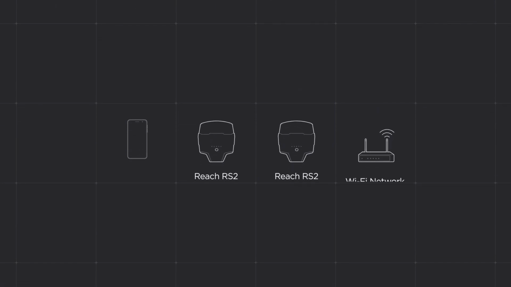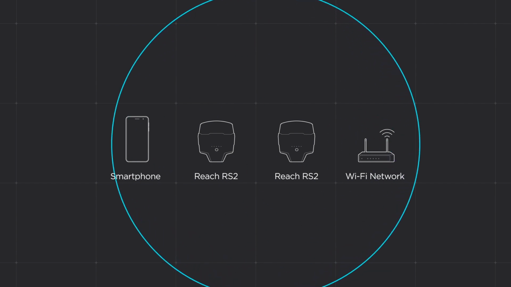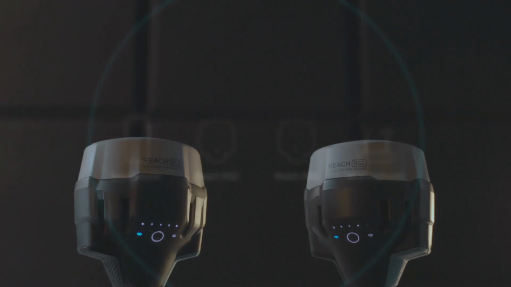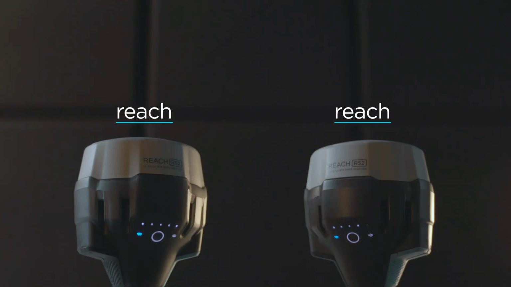We will need two Reach RS2 units, a Wi-Fi network, and a smartphone or a tablet with the Reach View app installed. In this example, we use a smartphone. Connect Reach RS2 units and your smartphone to the same Wi-Fi network. By default, every Reach has the same name. Let's rename them so it's easier to distinguish base and rover in the field.